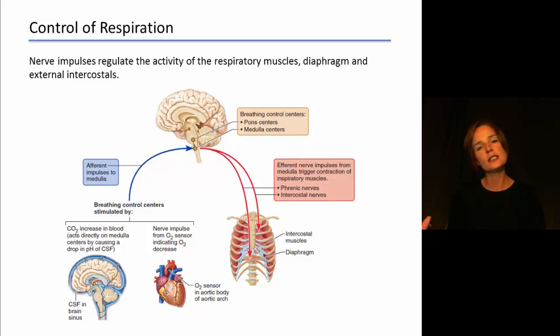The control of respiration is going to be done in coordination with the nervous system. There are nerve impulses that are going to regulate the activity of the participants of respiration. So they are controlling respiratory muscles, the diaphragm, external intercostals. All of that is being controlled by different nerves. The image right here is showing us an overview of that process. The breathing control centers are located in the pons centers and the medulla centers, and these will be receiving impulses from the medulla and then also sending nerve impulses out to control the inspiratory muscles.